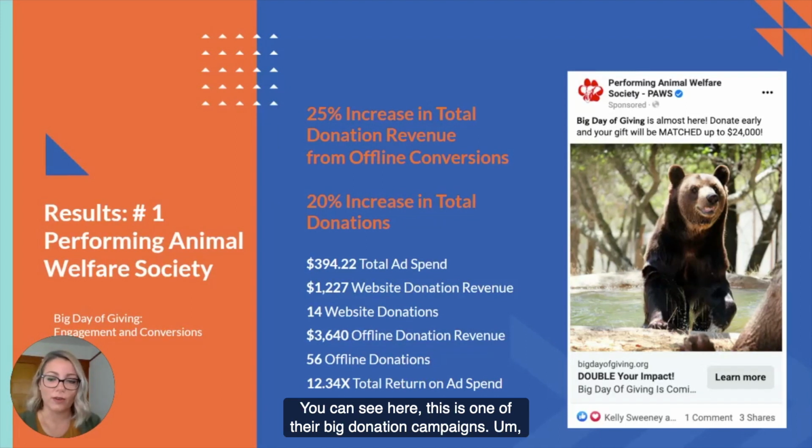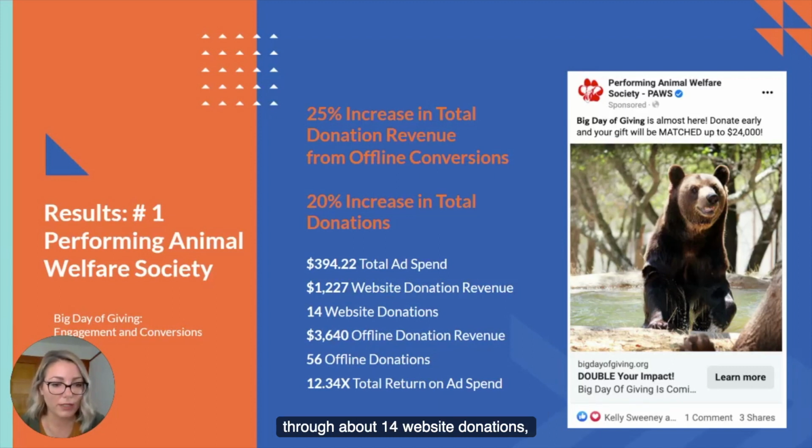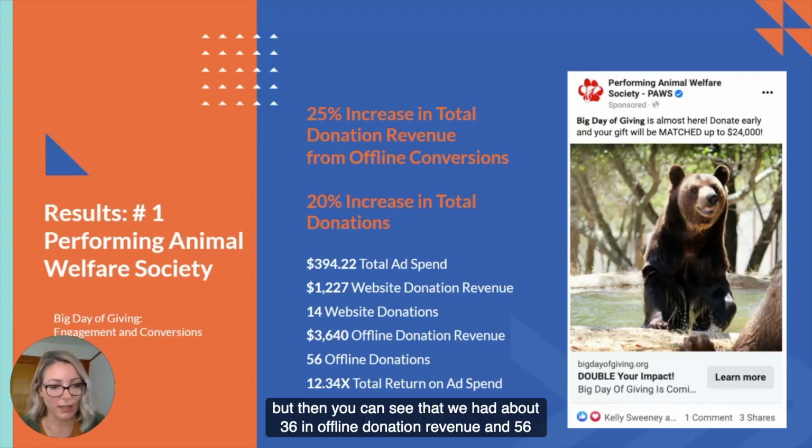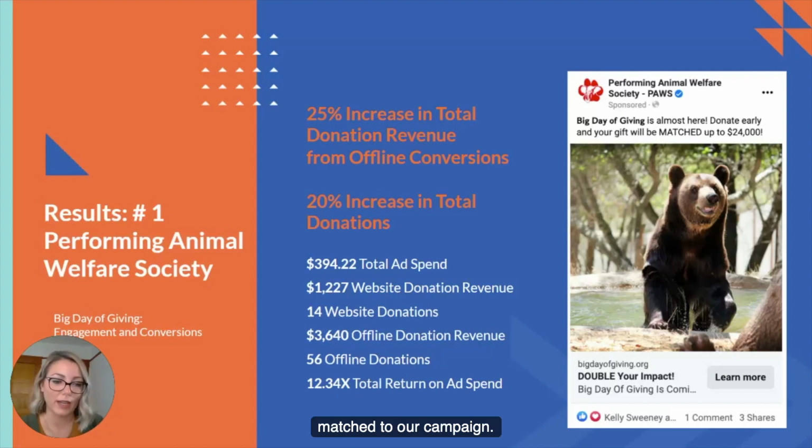You can see here, this is one of their big donation campaigns. You can see their ad spend, and about 1,200 in website donation revenue came through, about 14 website donations. But then you can see that we had about 36 in offline donation revenue and 56 additional offline donations. That was because we uploaded the list and got to see that those actually were matched to our campaign.